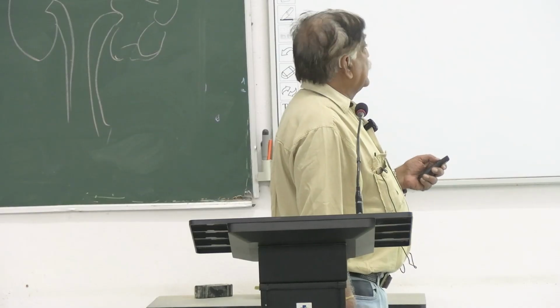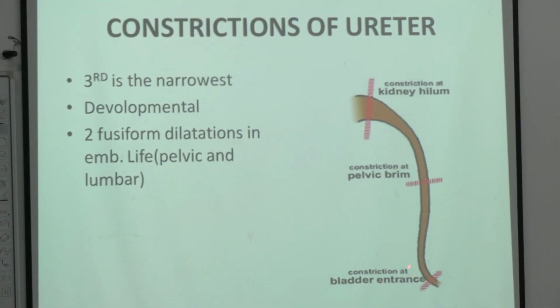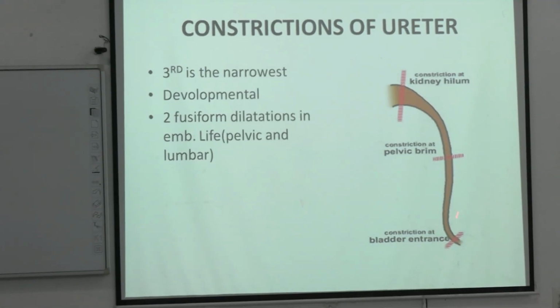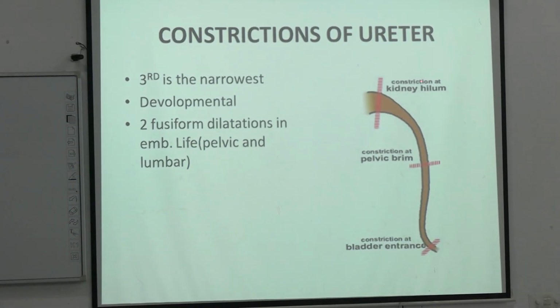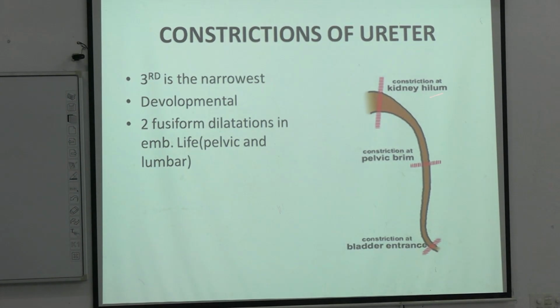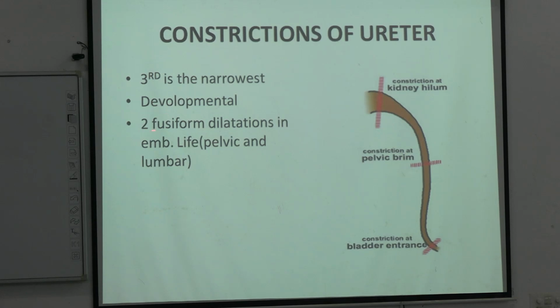Now, constriction of the ureter. Third is the narrowest. This is the bladder entrance constriction. This is the pelvic rim. This is the constriction at the kidney hilum. If it is a short note, then you just draw this diagram. If you have time, make the kidney like this. But these are the three sites of constriction of the ureter. Third is the narrowest. Developmentally, there are two fusiform dilatations in embryo life, pelvic and lumbar. Next.